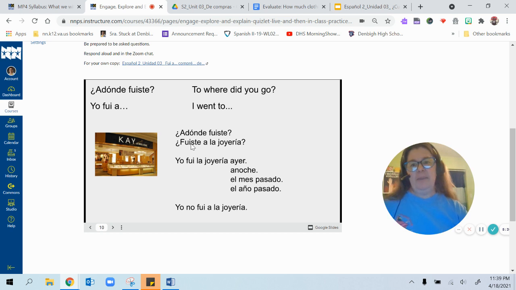¿A dónde fuiste? ¿Fuiste a la joyería? Joyería. Fui a la joyería. Ayer, anoche, el mes pasado, el año pasado. 3 months ago, hace 3 meses. 2 years ago, hace 2 años. No fui a la joyería.